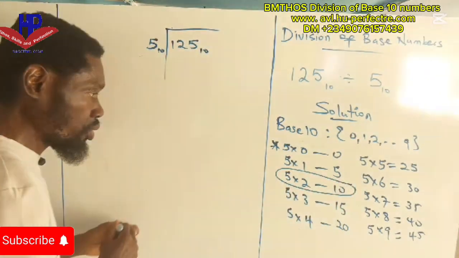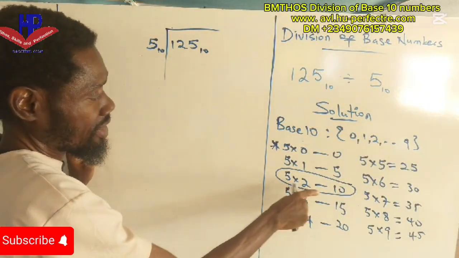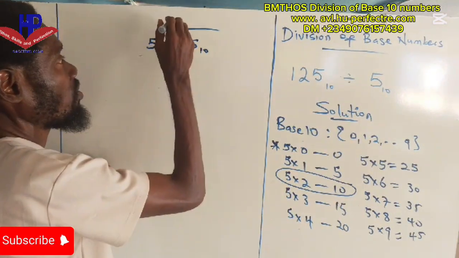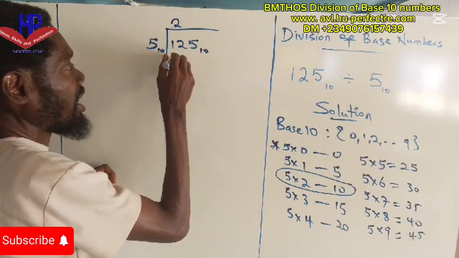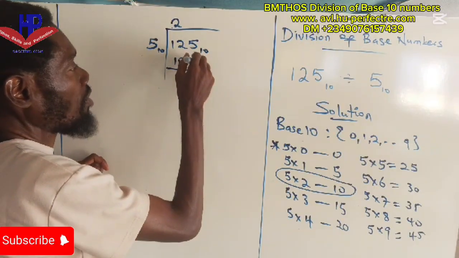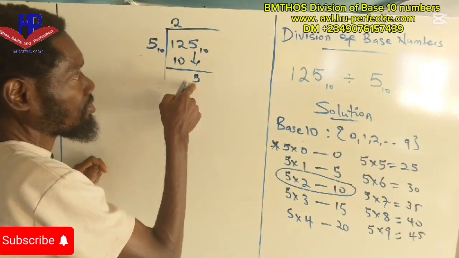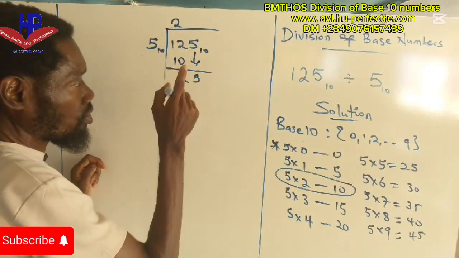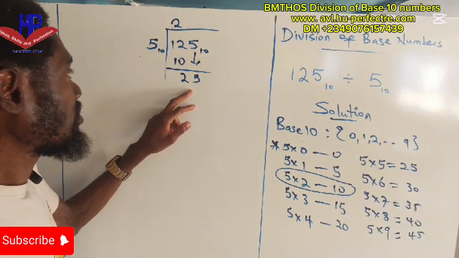5 times 2 gave us a number close to 12, which is 10. So I'm going to write 2 here. So it means 5 in 12 is 2. 2 times 5 is 10. Drop down your 5. We have not altered it. We've not made use of it. 2 take away 0 is 2. 1 take away 1 is 1. It's out. We're left with 25 here.